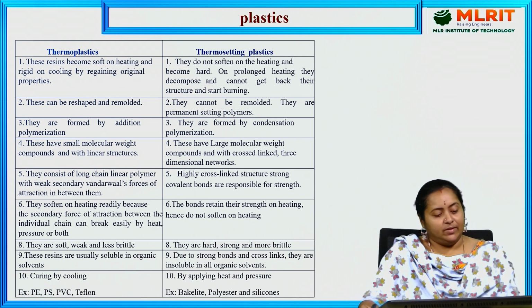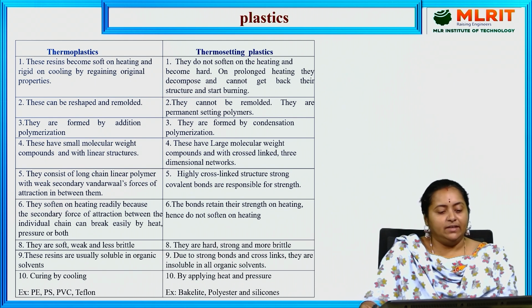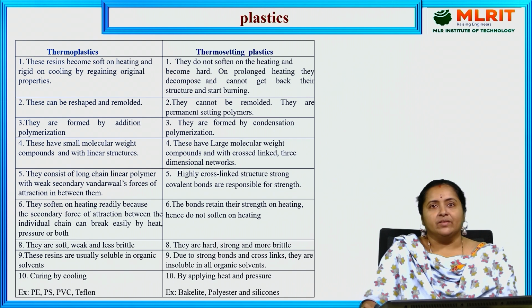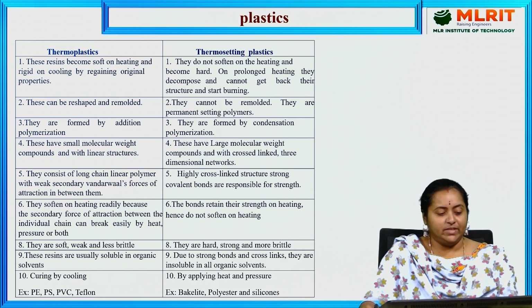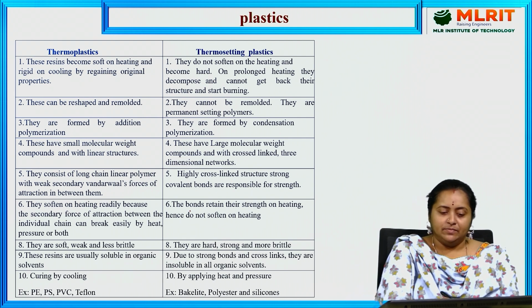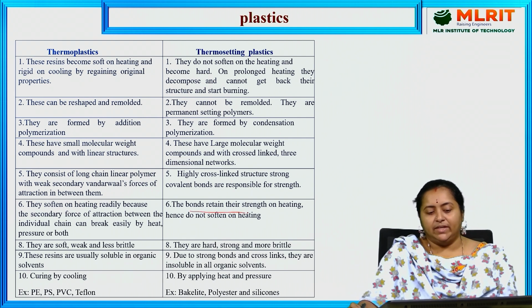And thermoplastics are able to become soft on heating readily, because the secondary forces of attraction between the individual chains can break easily by supplying some amount of heat in the form of temperature, pressure, or sometimes both conditions. As these are very weak van der Waals forces of attraction, they easily break, so with the application of heat in the form of temperature, these plastics are able to become very soft in nature.